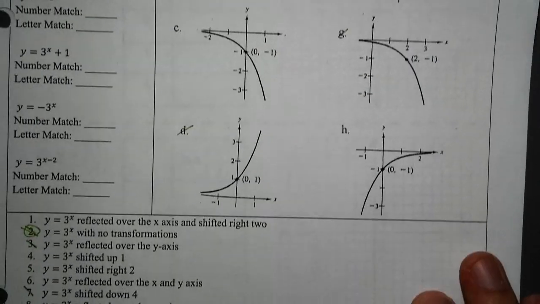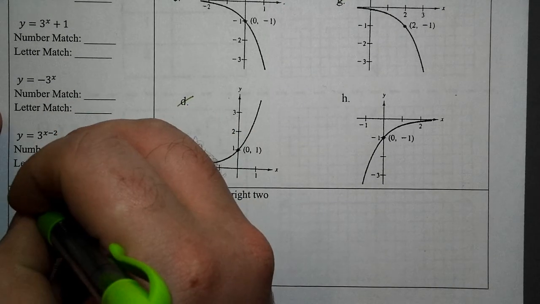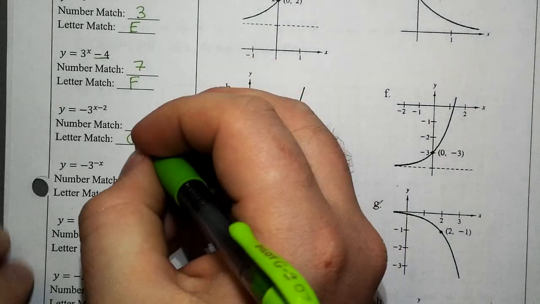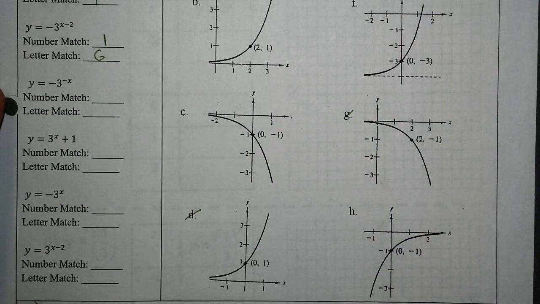So number 1 says reflect over the x-axis and shift to the right 2. There it is. I'm going to stop the video here. We'll do the last 4 examples on the next video.